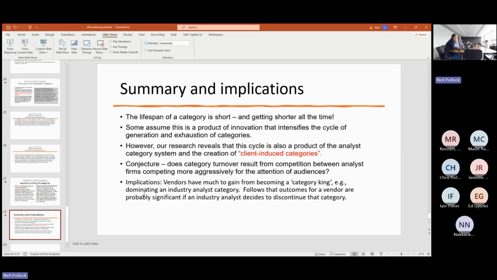And what does it mean for a vendor, this kind of turnover, and why does it happen? It could be that if the analyst firms are always trying to satisfy their clients, you're getting competition between the analyst firms for the attention of audiences. They're competing with each other for this attention.